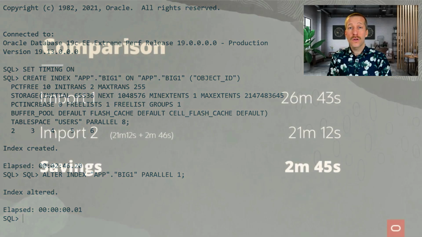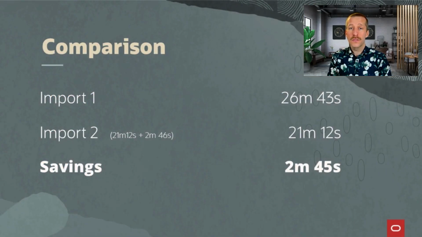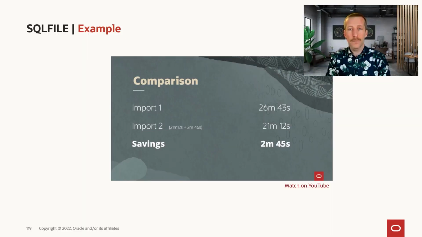And now let's do a comparison and compare the numbers. In this case, we could save almost 3 minutes by creating the big index ourselves instead of letting Datapump do it. So, is it really worth the effort? We saved 10–15%, almost 3 minutes in this case, but I also had to do some manual work. So is it really worth the effort? And as always in IT, the answer is it depends.